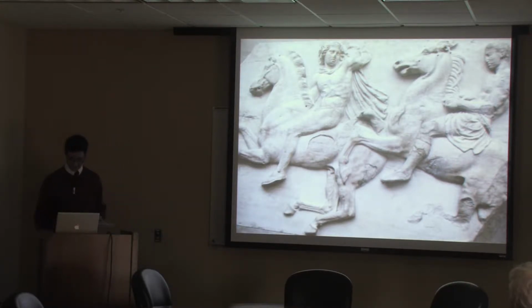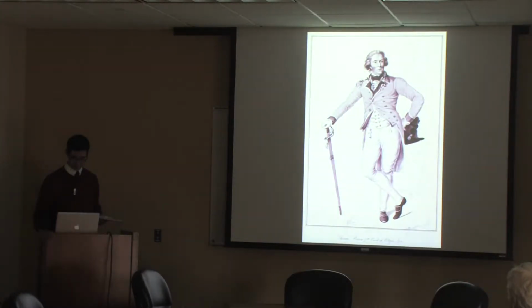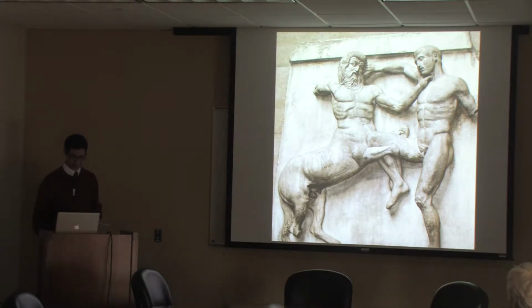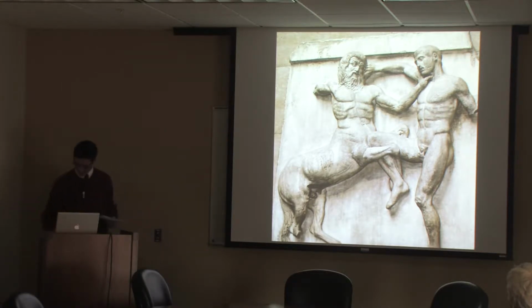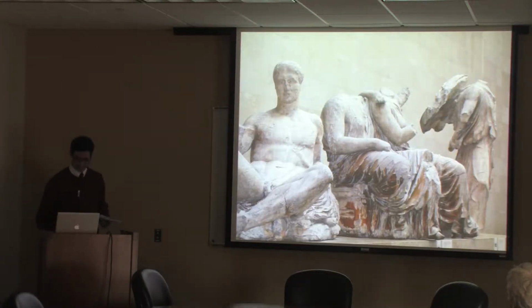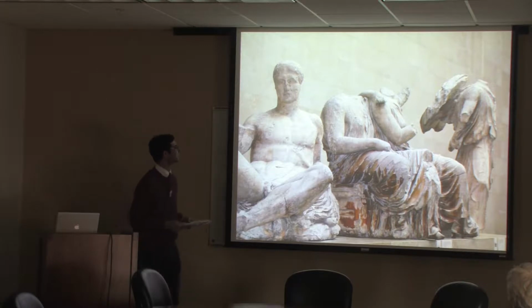So let's take a look at some more of these Elgin marbles. Here we have a nice scene from the Parthenon, horse riders. Here we have Lord Elgin himself. Here we have a centaur who appears to be doing battle with a man. And again, here are some more statues which were taken from the Parthenon.